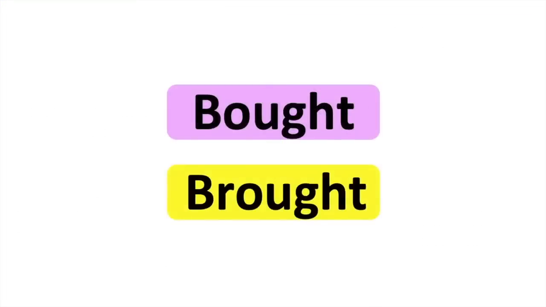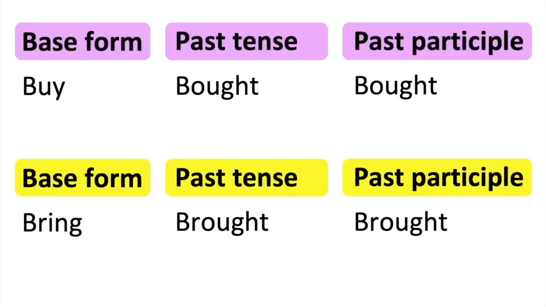Bought, brought. They both sound similar as they have the ought sound. However, they have different spellings and different meanings. These are both irregular verbs. This means they don't follow the usual rule of ending in d, ed, or ied when forming the past tense or past participle.